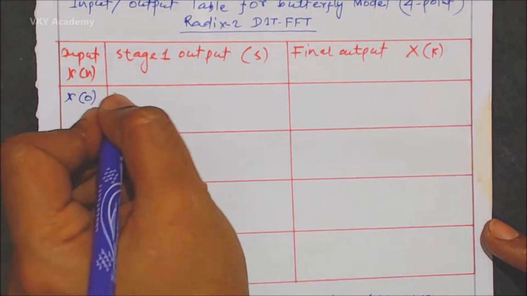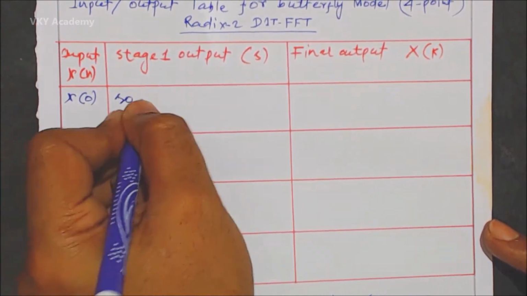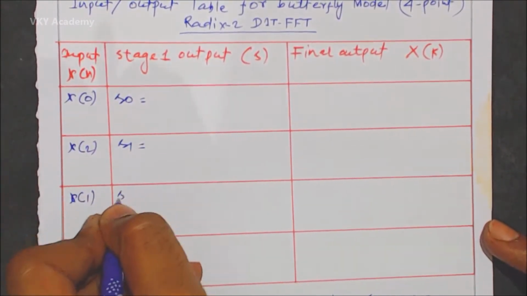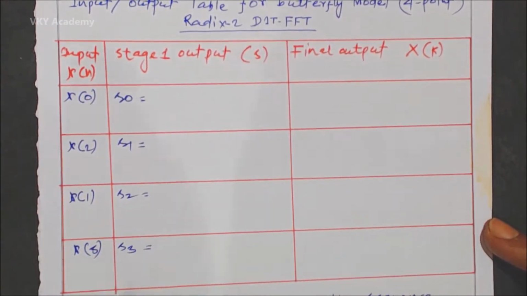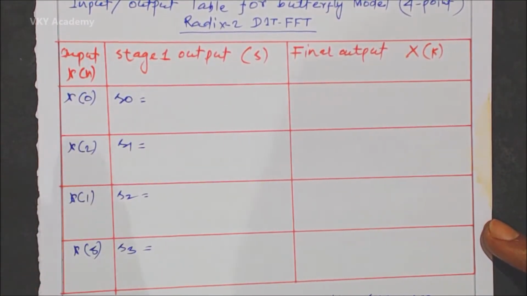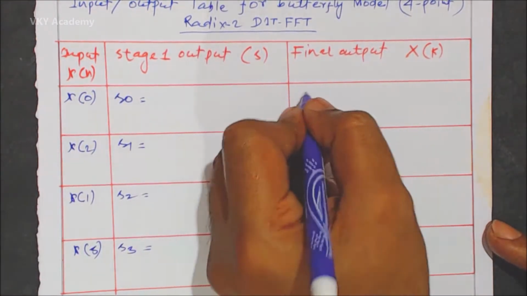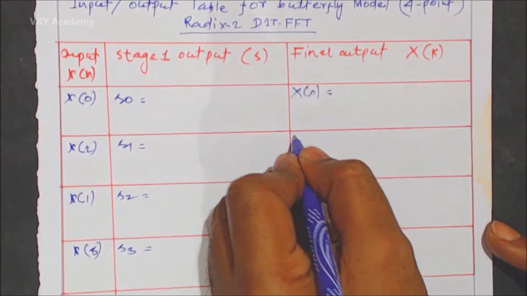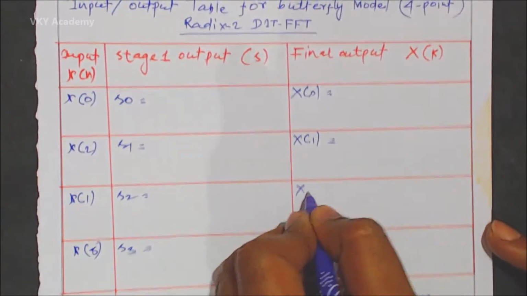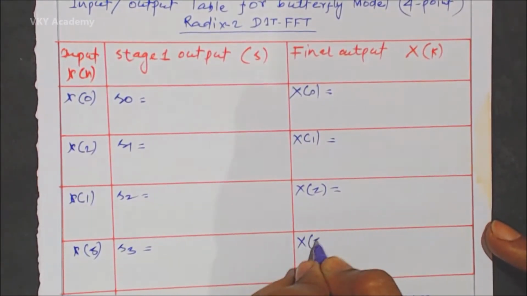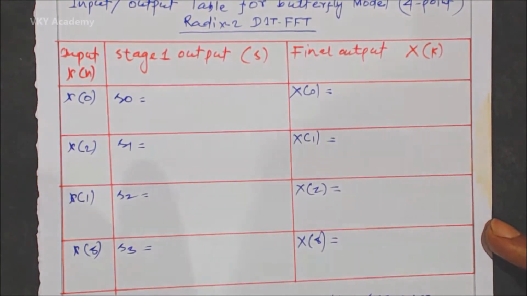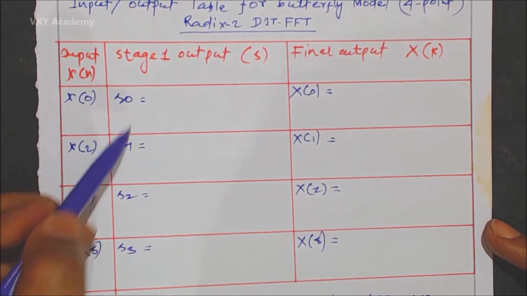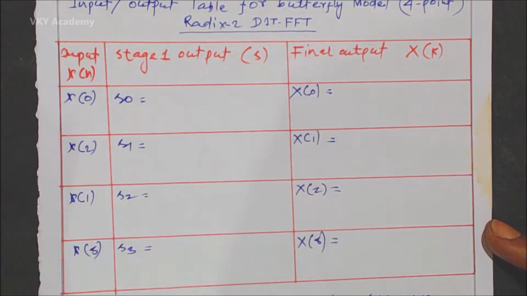Now first stage output is small s of 0, S1, S2, S3. So these are my first stage output. And final stage output is capital X of 0, capital X of 1, capital X of 2, and capital X of 3. As we know that the output is always in natural order and input is in bit reversal. Now we need to find out the values of first stage output first. Until and unless we calculate the first stage output, we won't be able to find out the final stage output. So let us calculate the first stage output from the butterfly diagram.